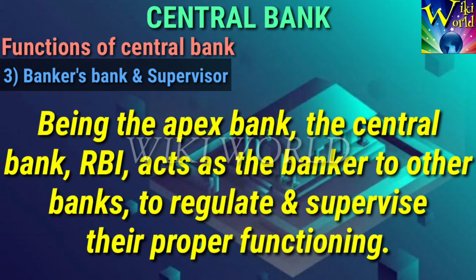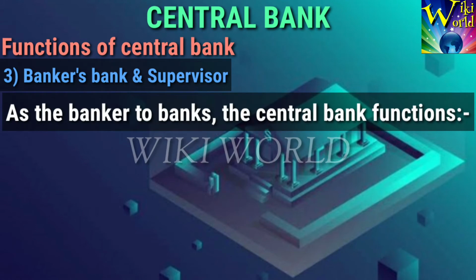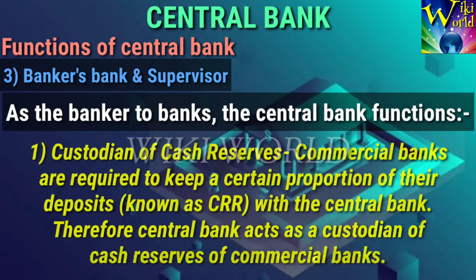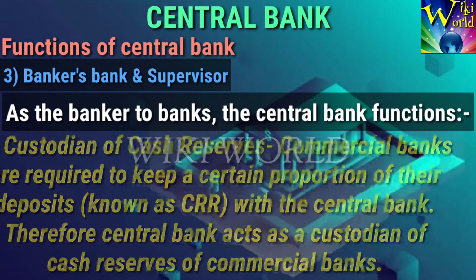Being the apex bank, the central bank RBI acts as a banker to other banks to regulate and supervise their proper functioning. As a banker to banks, the central bank functions in three phases. First, custodian of cash reserves. Commercial banks are required to keep a certain proportion of the deposits, known as CRR, with the central bank. Therefore, the central bank acts as a custodian of cash reserves of commercial banks.